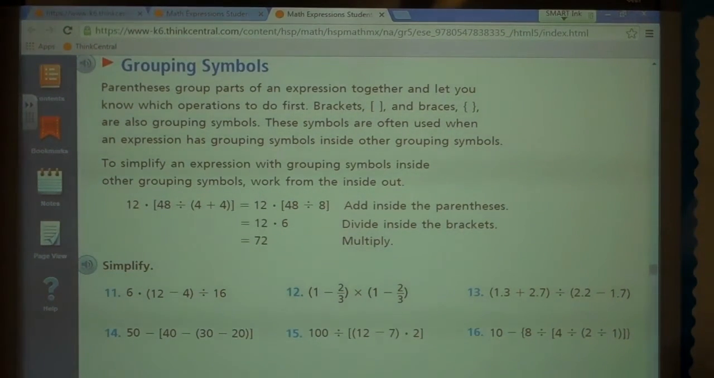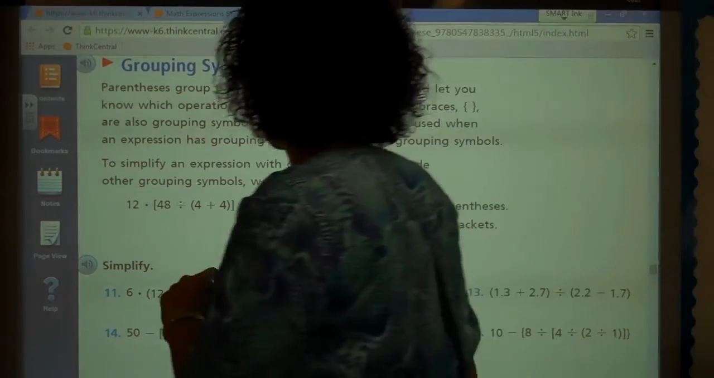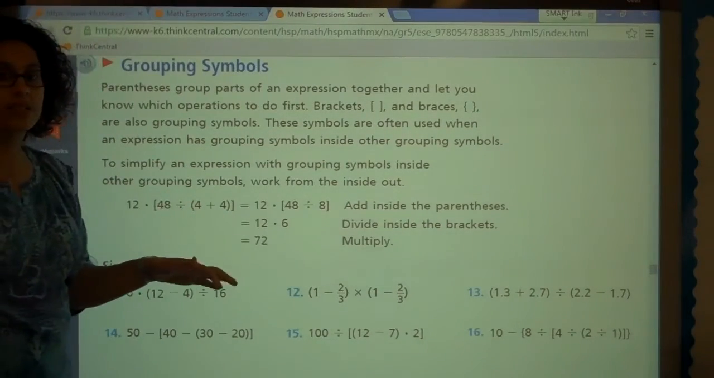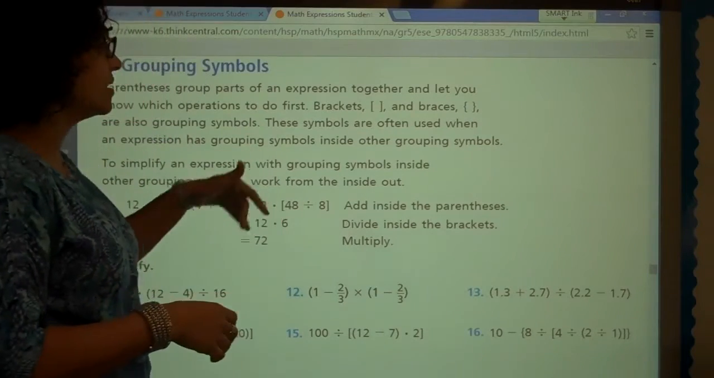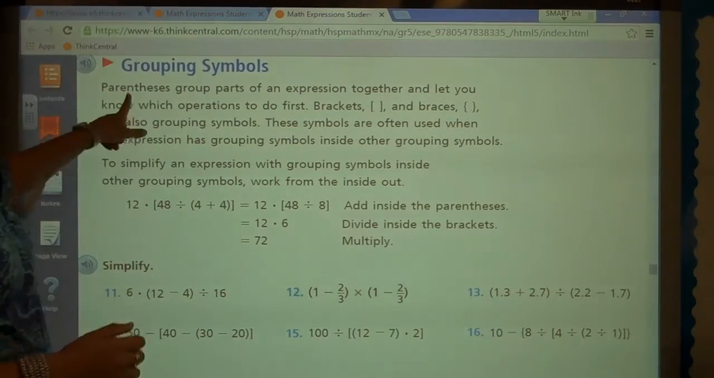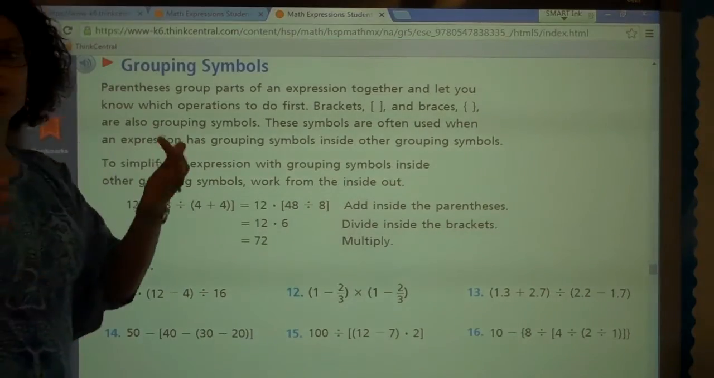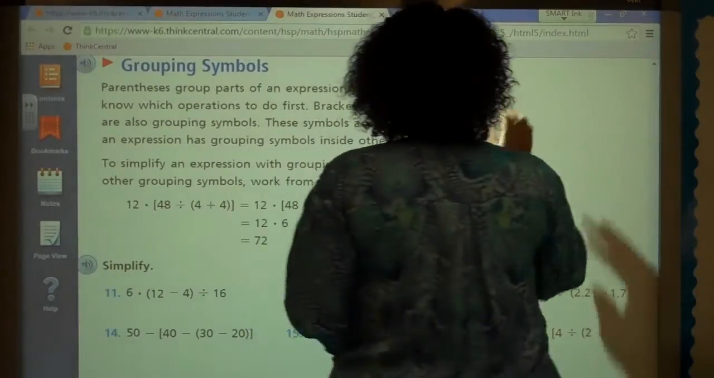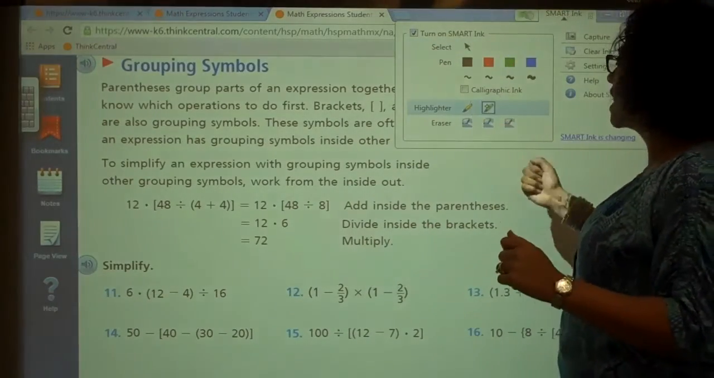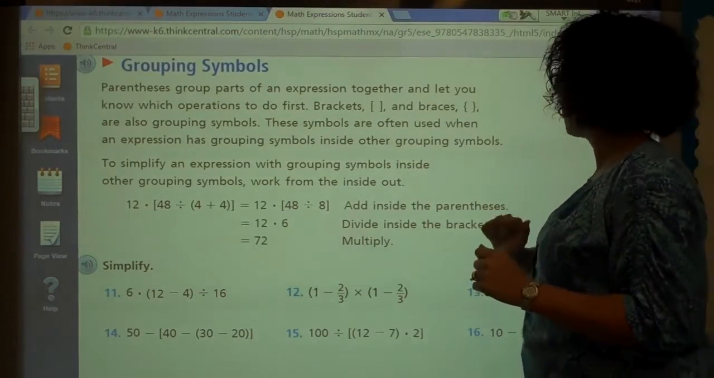Okay, so find this page. This was the page that we did today in class. We're going to highlight some things. So if you don't have a highlighter, pause your recording and grab a highlighter. So grouping symbols. Parentheses are grouping symbols, right? It's a symbol that groups things together. So today we're going to talk about these different types of grouping symbols that we could have.